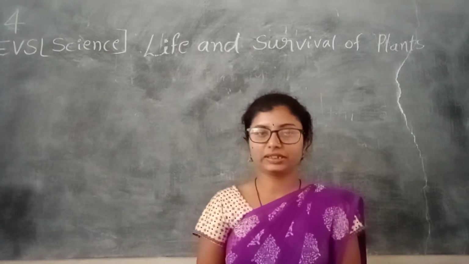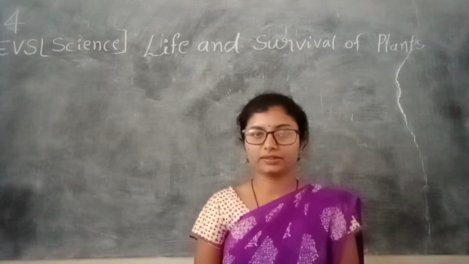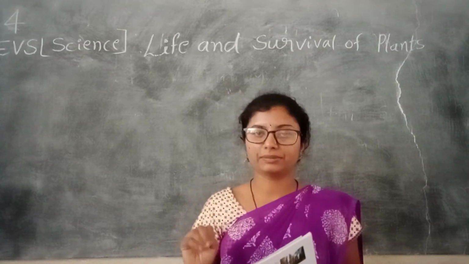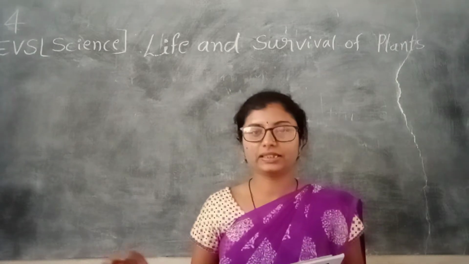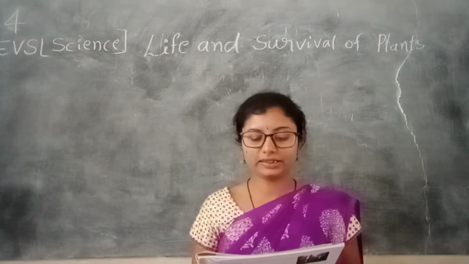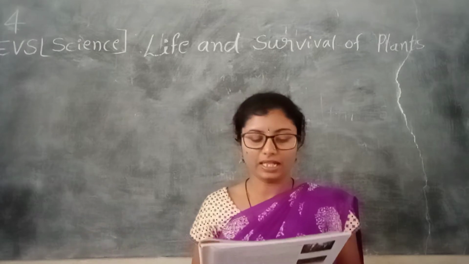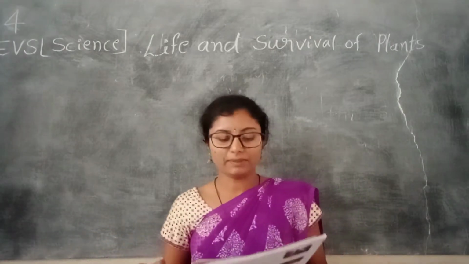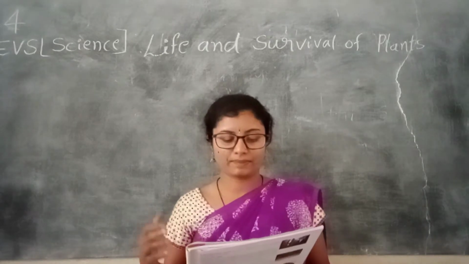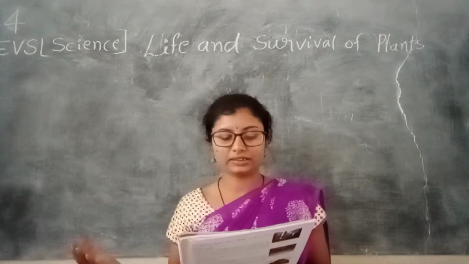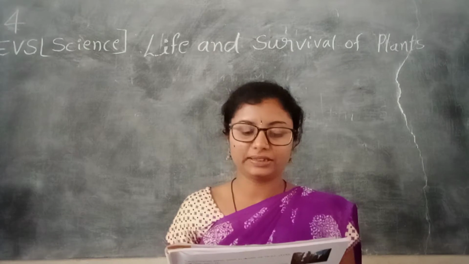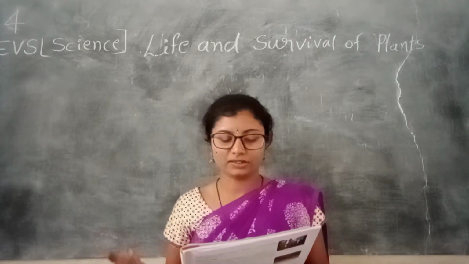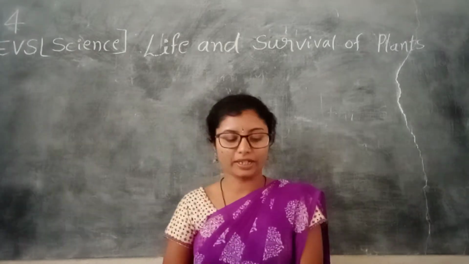In the previous class we discussed terrestrial plants, which are further classified into four types: plants in deserts, plants in hills, plants in marshes and plants in plains. We also discussed the features of all these types.